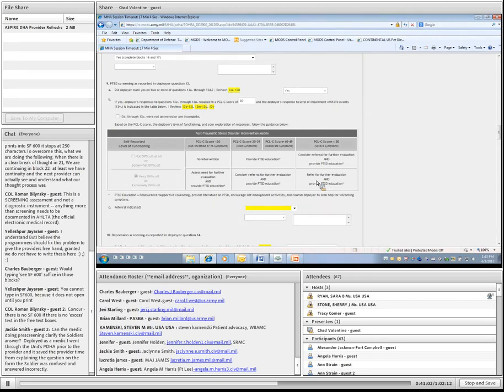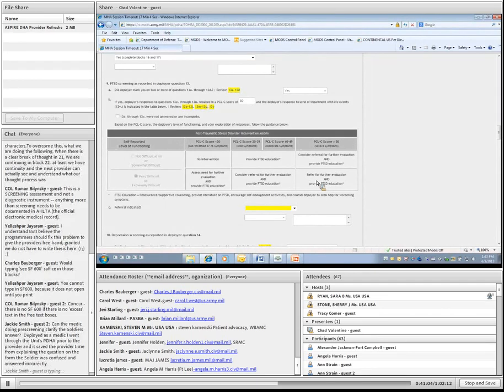I did have a question here from Ms. Jackie Smith. She's asking, can the medic doing pre-screening clarify the soldier's answer? Deployed as a medic, I went through the unit's PDHA prior to the provider, and it saved the provider time from explaining the question on the form. The soldier was confused and answered incorrectly.